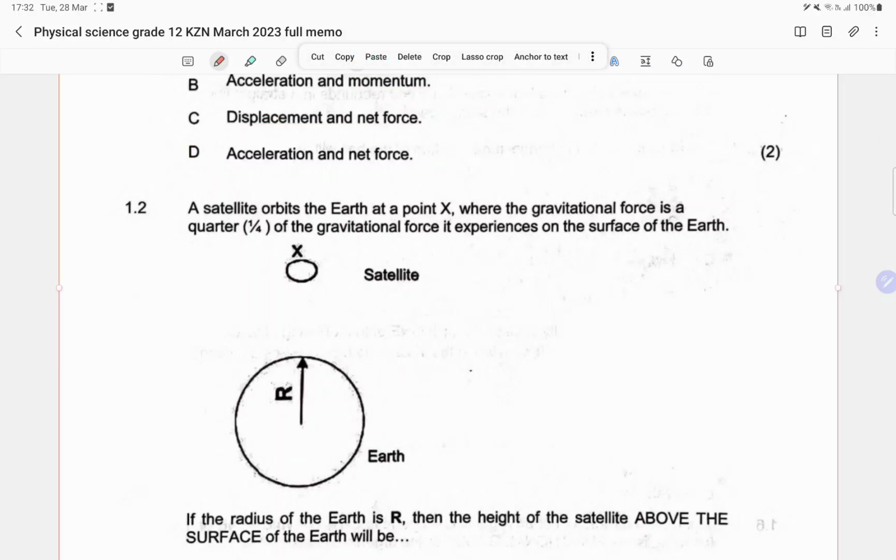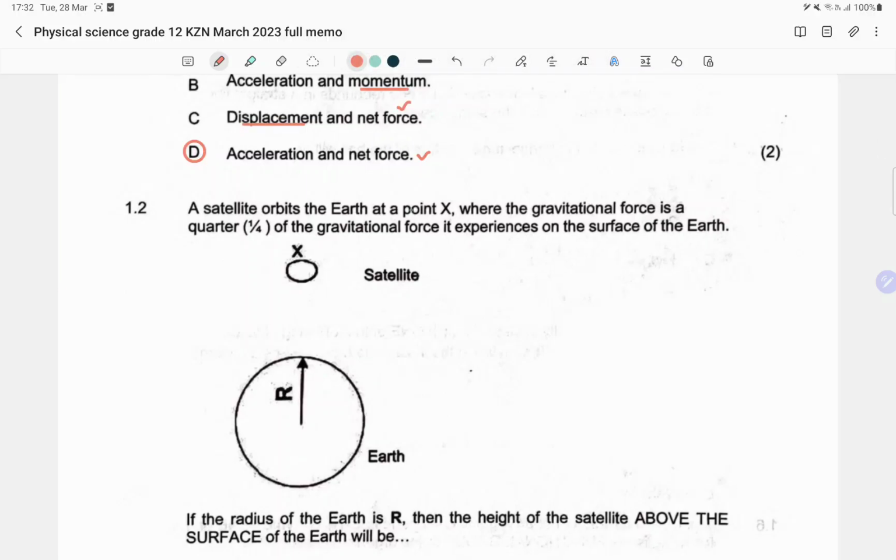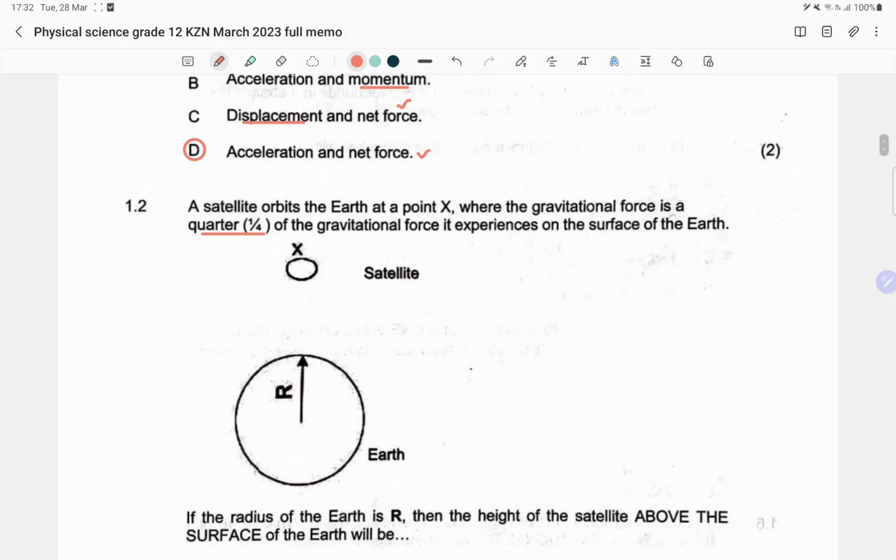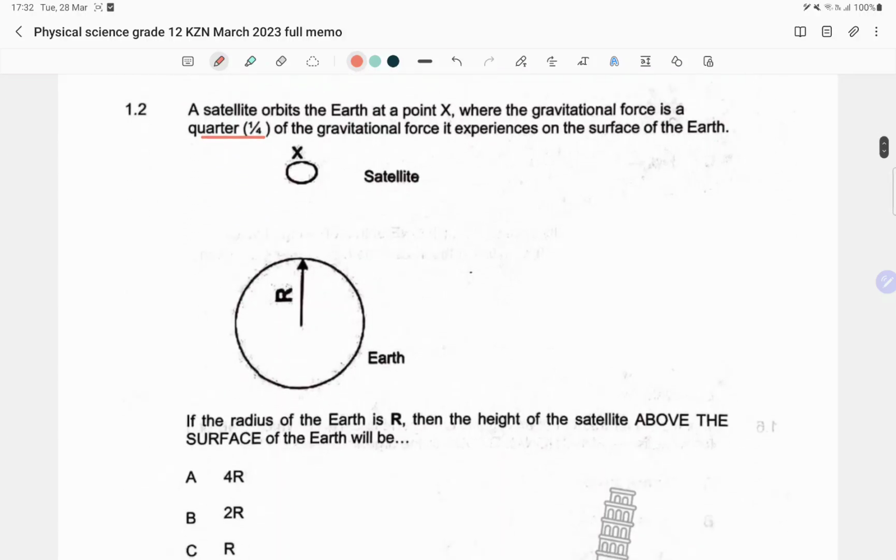Now a satellite orbits the Earth at a point X. So there is that point where the gravitational force is a quarter of the gravitational force it experiences on the surface of the Earth. Okay, great, not a problem. So the question says now, if the radius of the Earth is r, then the height of the satellite above the surface of the Earth will be.